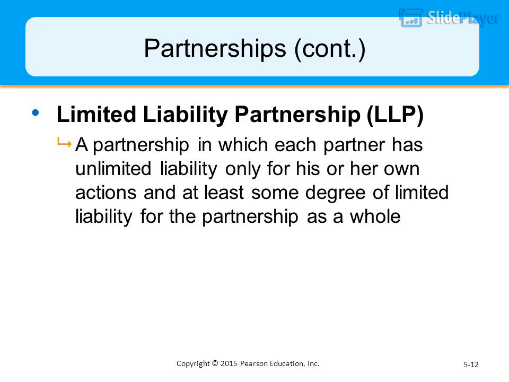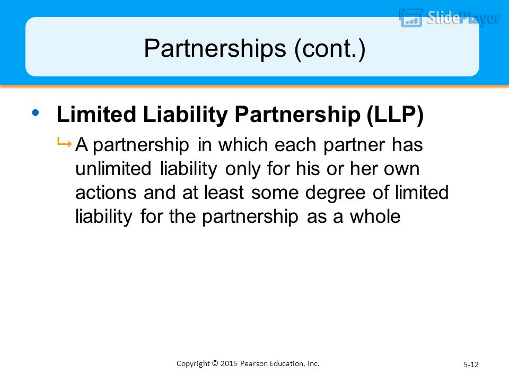Partnerships, continued. Limited Liability Partnership, LLP. A partnership in which each partner has unlimited liability only for his or her own actions and at least some degree of limited liability for the partnership as a whole. The Limited Liability Partnership form of business was created to help protect individual partners in certain professions from major mistakes, such as errors that trigger malpractice lawsuits, by other partners in the firm.